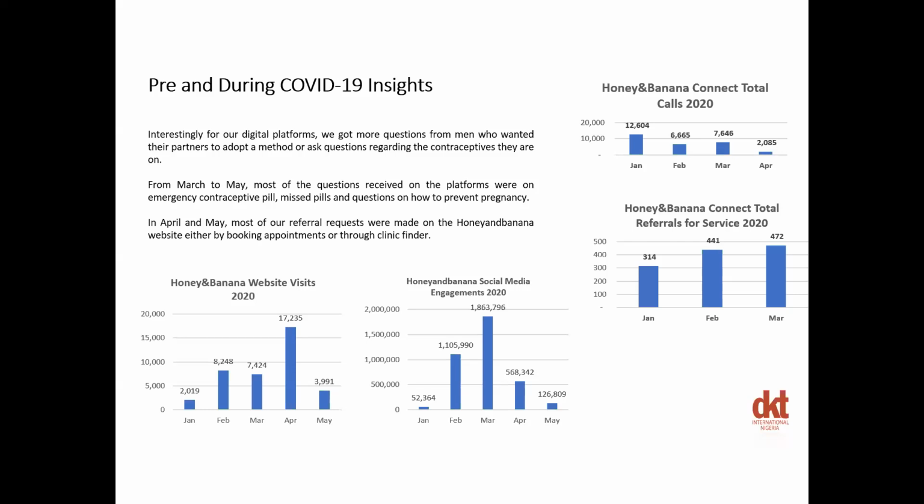And briefly, if you look at our website visits, the graph on the bottom left, you will see the website peaked in April. We like to believe this is perhaps because more people had time, being at home, to access the website. This is what we like to think. But for the call center, if you look at the graph, Honey and Banana Connect total calls 2020, it actually went down in March. Again, this is because of our call agents working from home and affecting our operations.